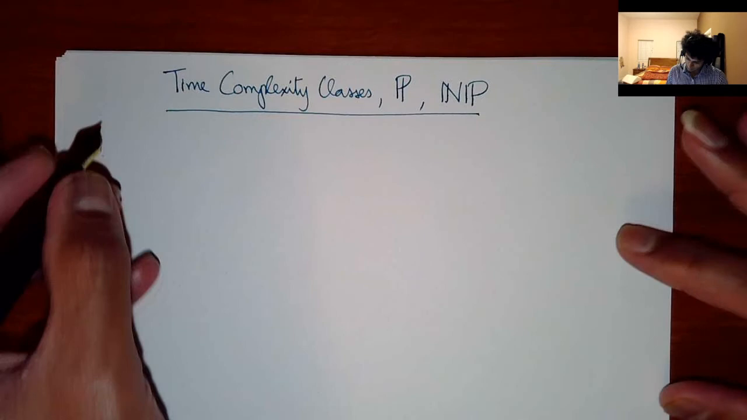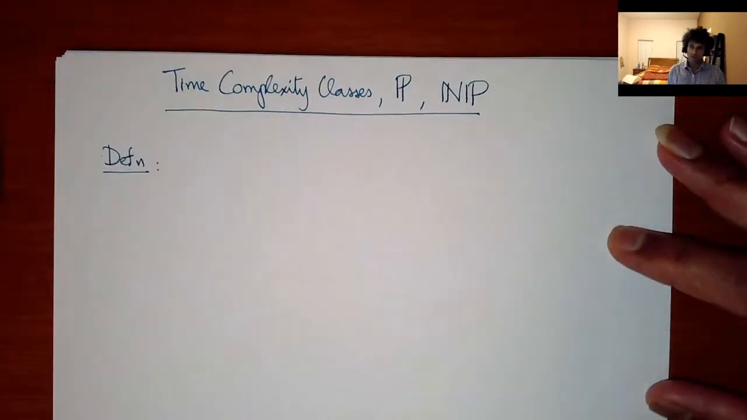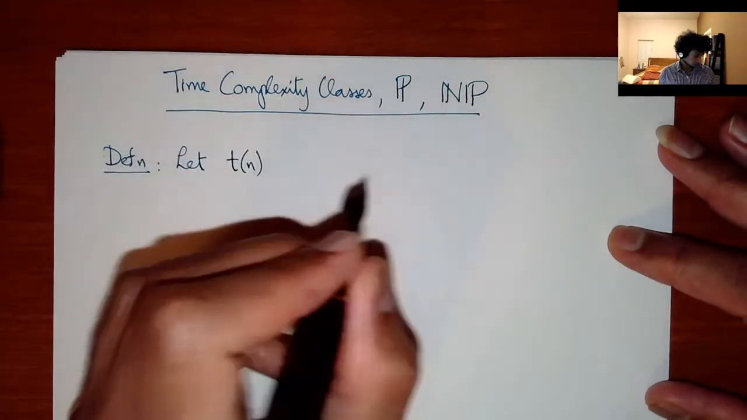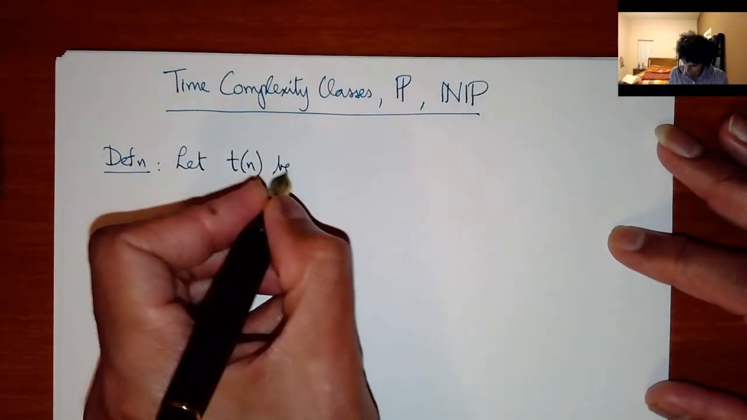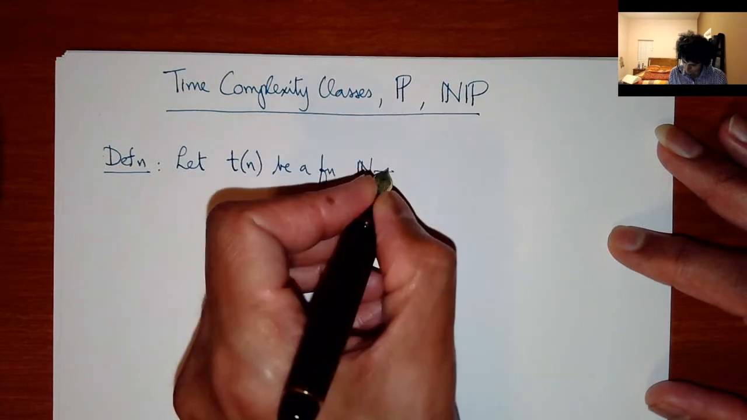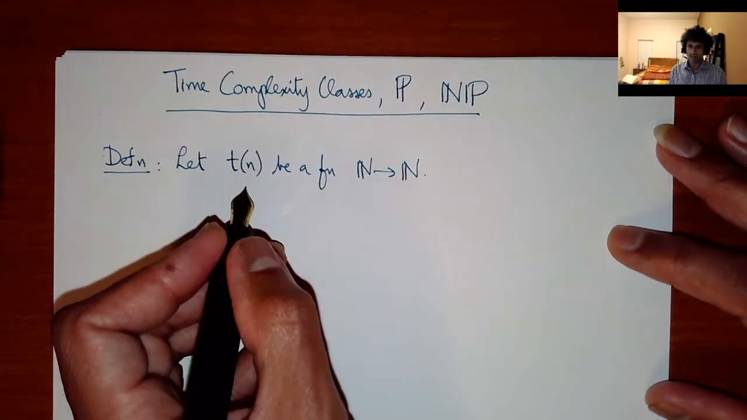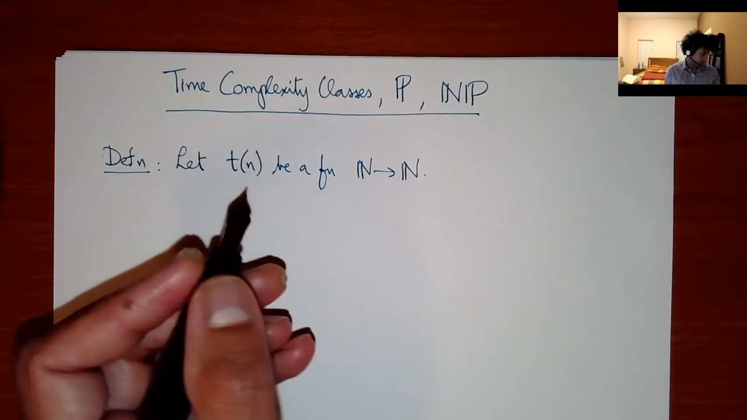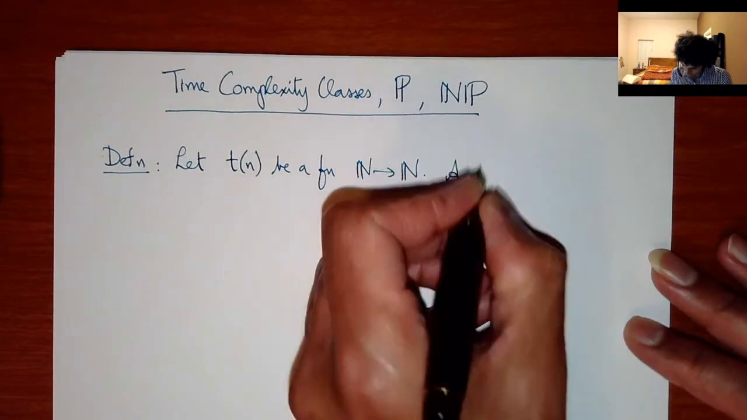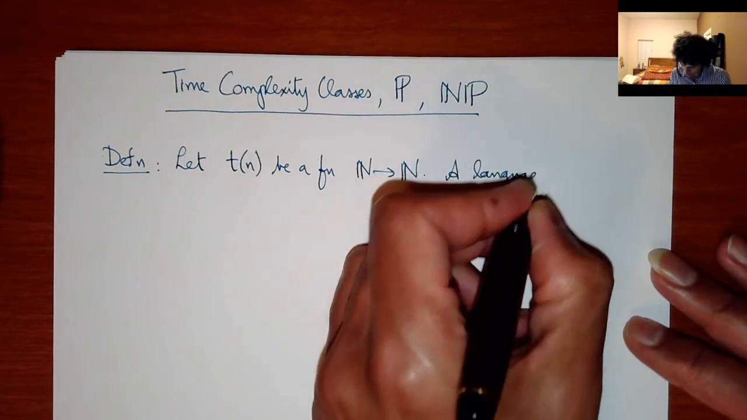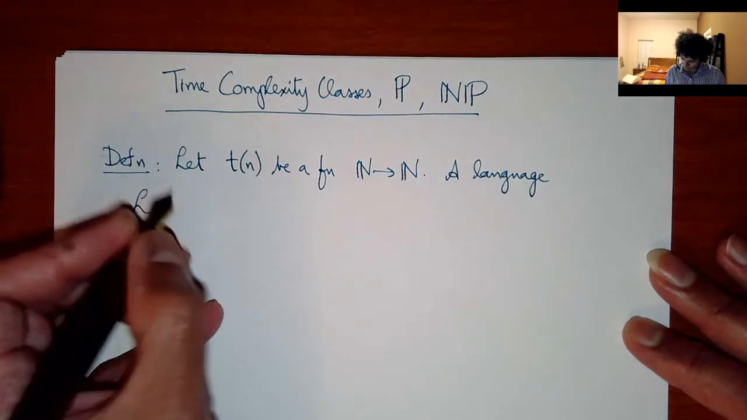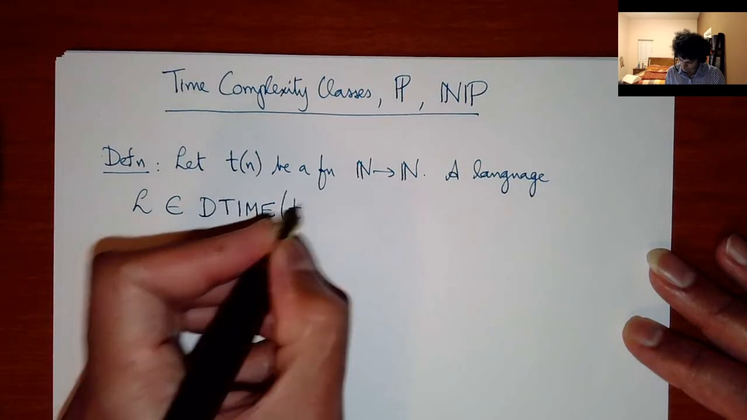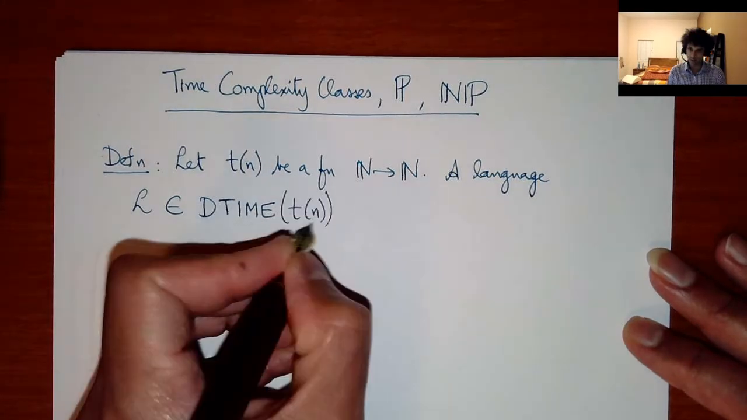let me first give you another definition. Let T of n be a function from natural numbers. Usually whenever I say T of n, I mean T is running time, n is typically the size of the input. And we'll say a language L is in D time T of n. So I'm defining what this complexity class is.